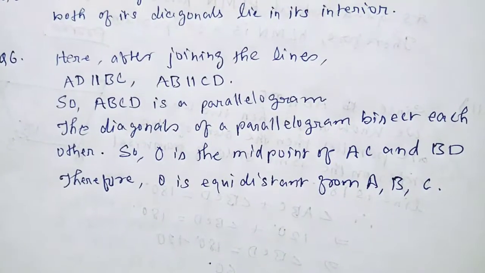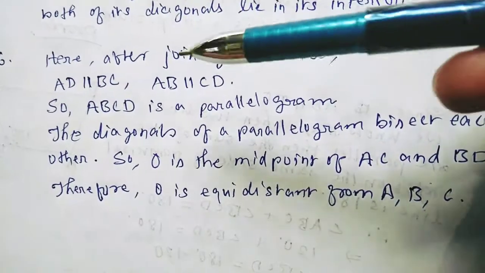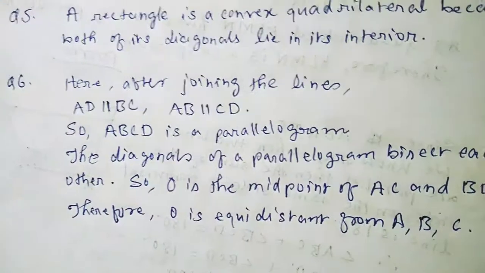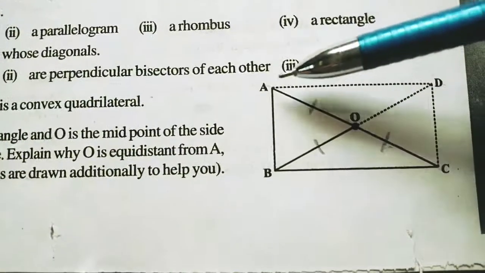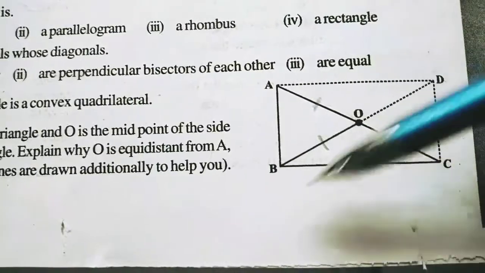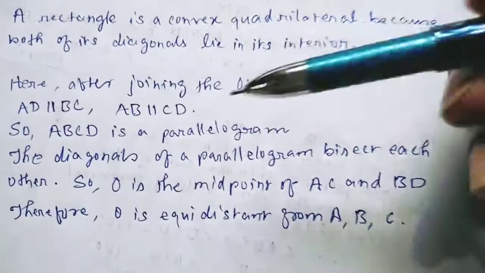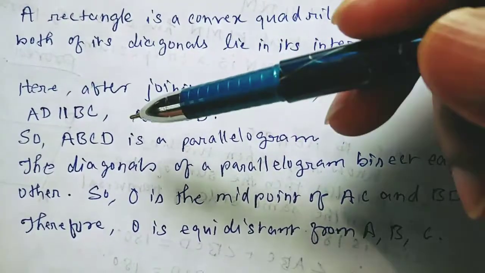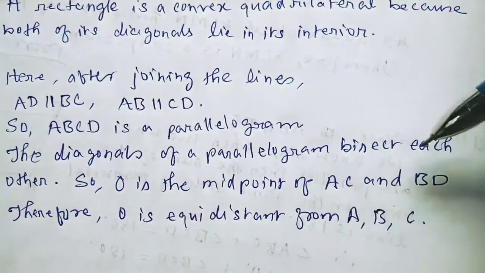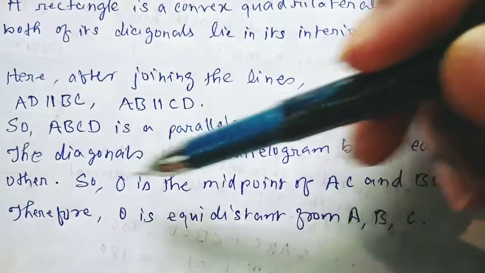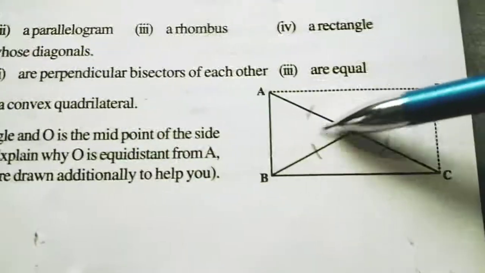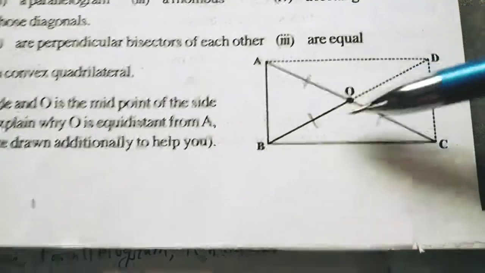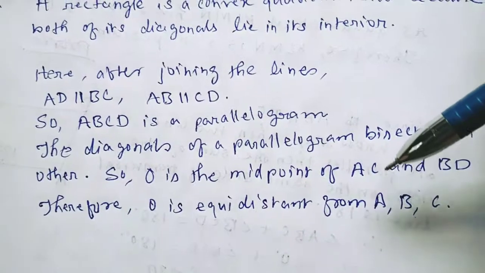Okay. So students, the answer can be written in this way. You have to explain it. Here you have seen in the figure, AD is parallel to BC, right? And AB is parallel to CD. See here, AB is parallel to CD and AD is parallel to BC. And AC and BD are the diagonals. Now ABCD is a parallelogram. When the opposite sides are parallel, ABCD is a parallelogram, so diagonals of a parallelogram bisect each other. You know this property. That's why O is the midpoint of AC and BD. That's why O is equidistant from A, B and C. So therefore O is equidistant from A, B and C.